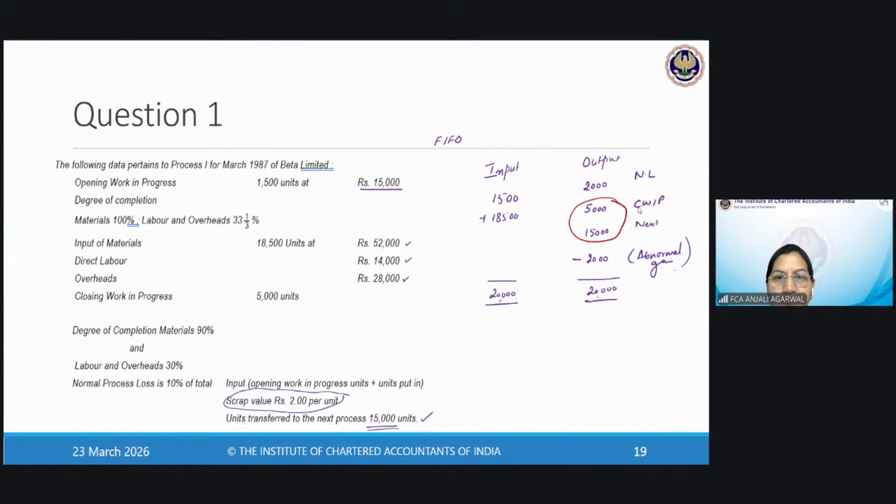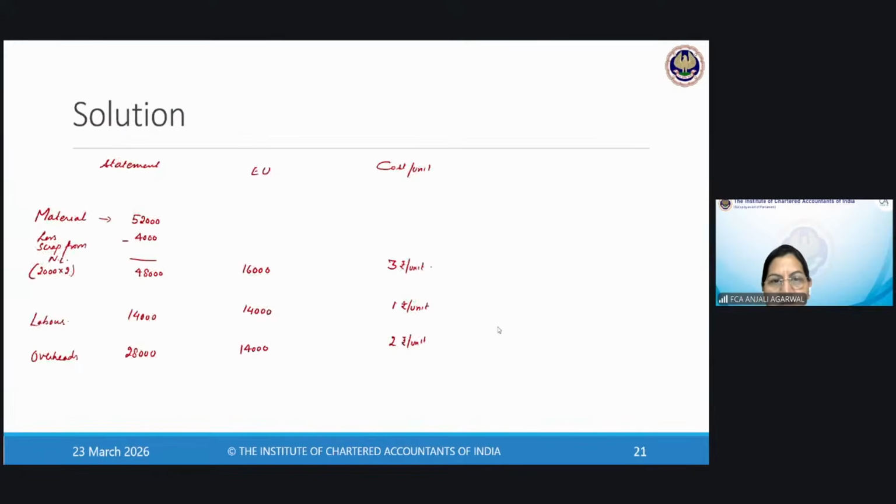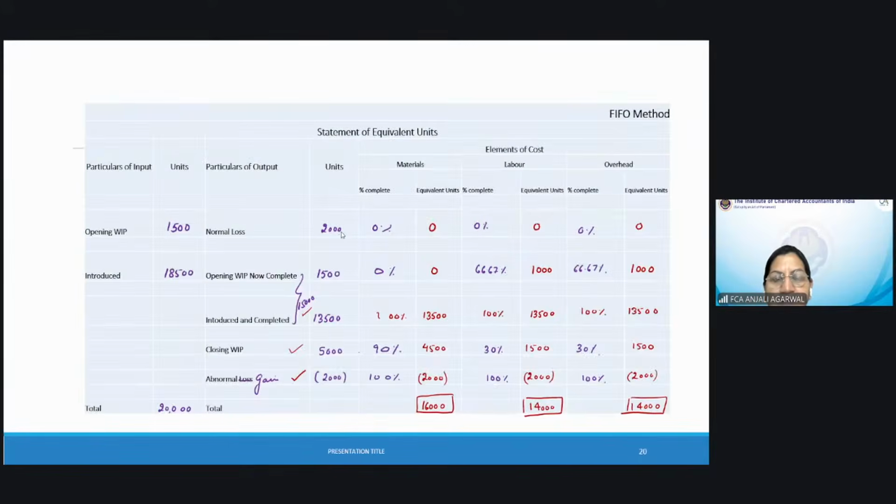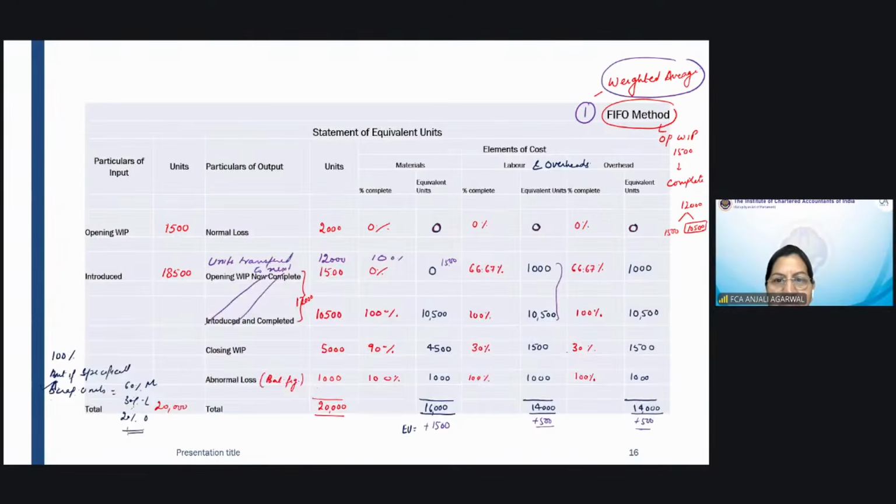However, not to deduct abnormal gain or loss. There is no scrapped units, but we had expected that there would be 2,000 units of scrap normal loss, and the scrap realized from normal loss will be deducted from here. Had there been, in the previous example, like you've seen here, an abnormal loss of 1,000 units, there we would have calculated the cost per unit, and from that we would deduct 2,000 units, because this 1,000 units will also fetch us 2 rupee per unit.